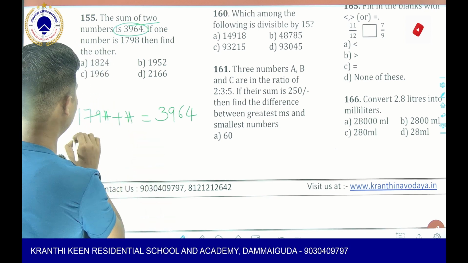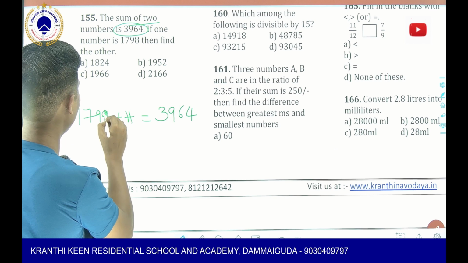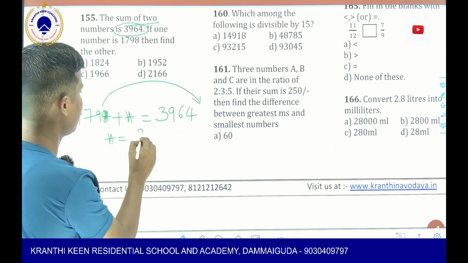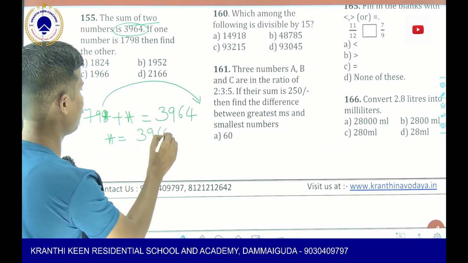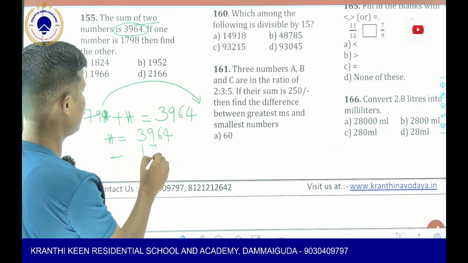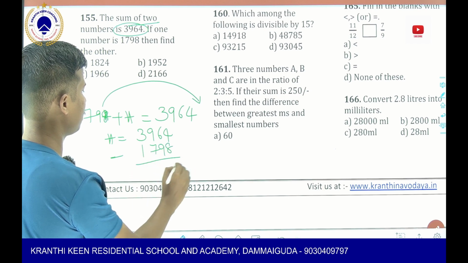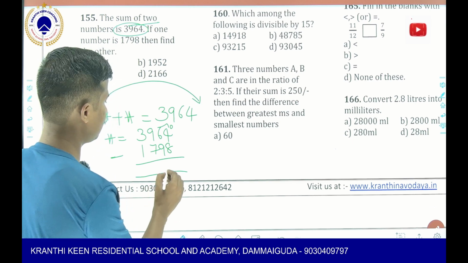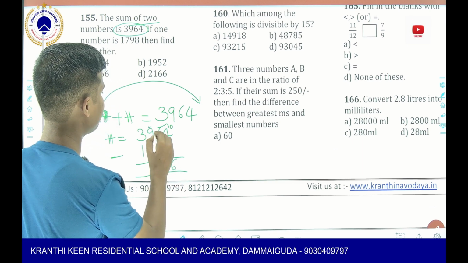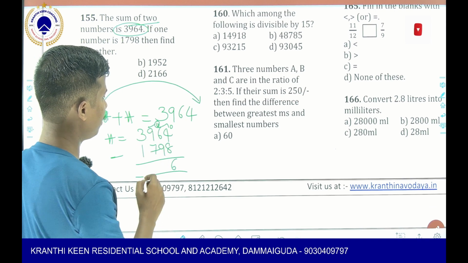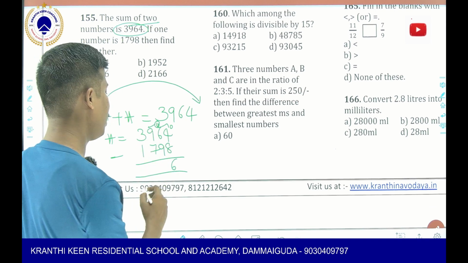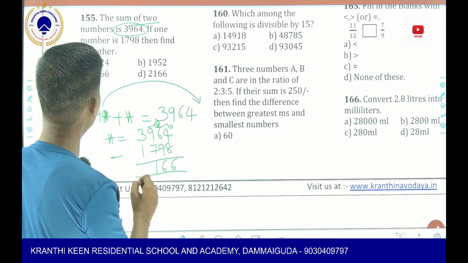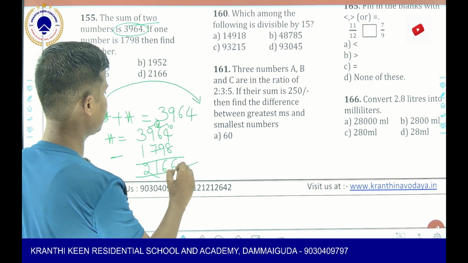But transpose 1798 to the RHS. x is equal to what will we get? 3964 minus 1798. 14 minus 8, how much will we get? 6, no? 14 minus 8 is 6. 15 minus 9, 6 only. Next, 8 minus 7, 1. 3 minus 1, 2. So 2166.